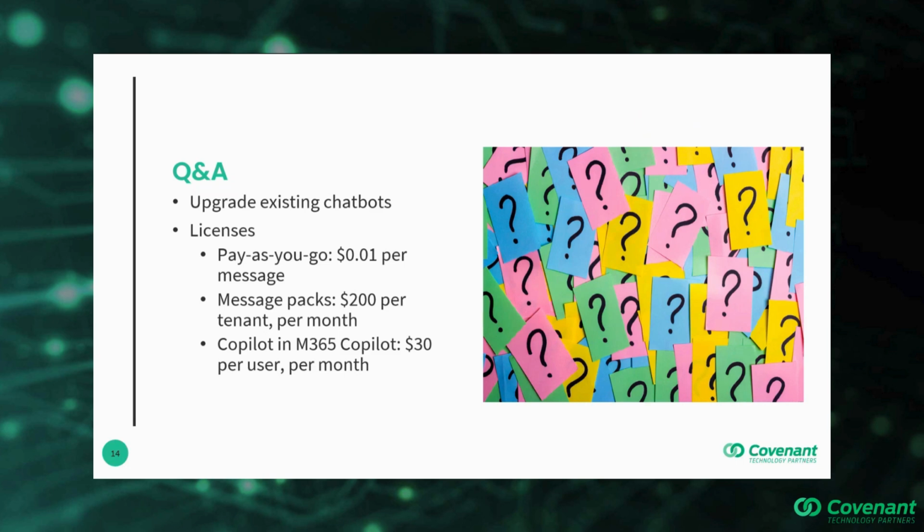Licenses for Copilot Studio. They currently have 3 different options. They have pay-as-you-go, which is 1 cent per message. They also have message packs, which is $200 per tenant per month. Those do not roll over, just as a side note. And then Copilot in M365 Copilot. If you already have a Microsoft 365 Copilot, which is $30 per user per month, you have Copilot Studio agents available to you.